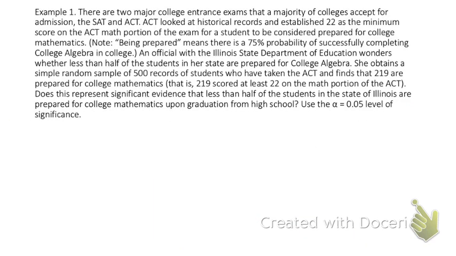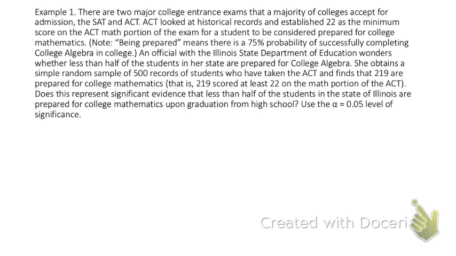Okay, so here we have, it says there are two major college entrance exams that a majority of colleges accept, the SAT and ACT. ACT looked at historical records and established 22 as the minimum score on ACT math for a student to be considered prepared for college. So basically, if you made a 22 or above on math, then you're prepared for college. That's what they decided.